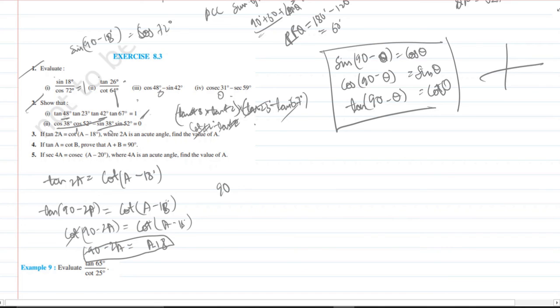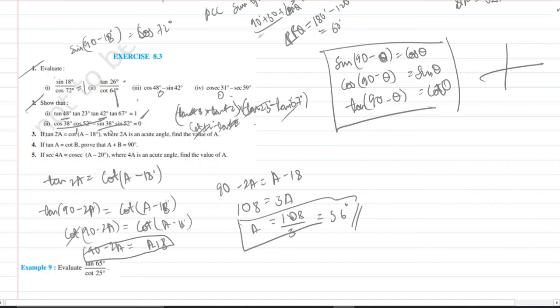If you want, I'll be doing it here. Let's take: 2A is equal to A minus 18, right? Send this 2A here, it will become 3A. This here, so it will become 108. A is 108 divided by 3, which is 3 3 is 9, 6 is 18, 36 degree. So our value of A is 36 degree.